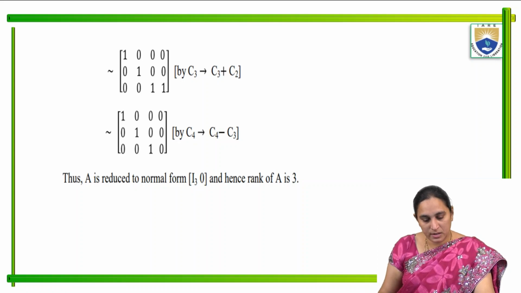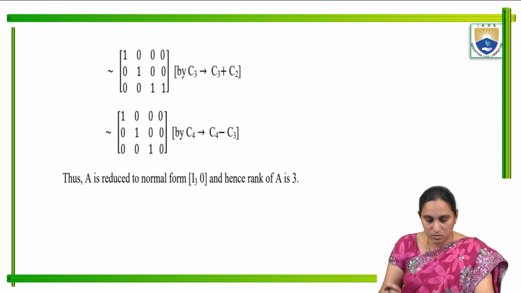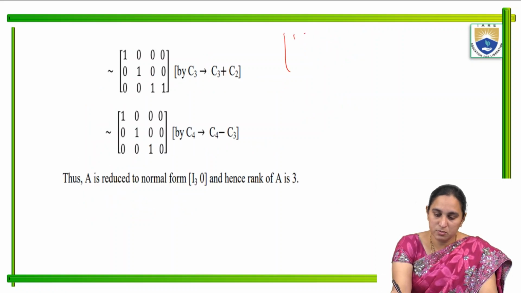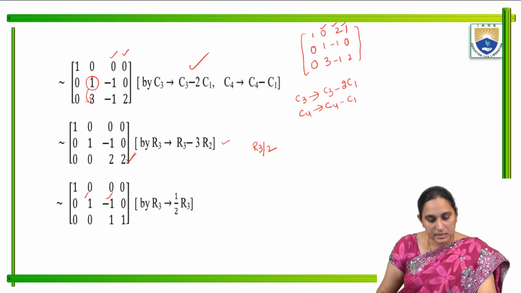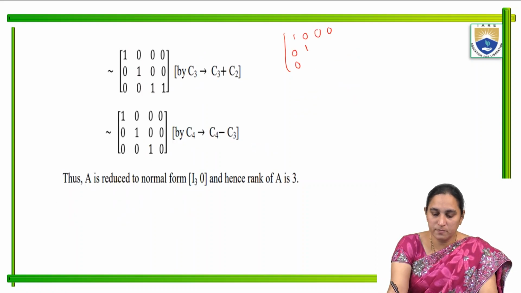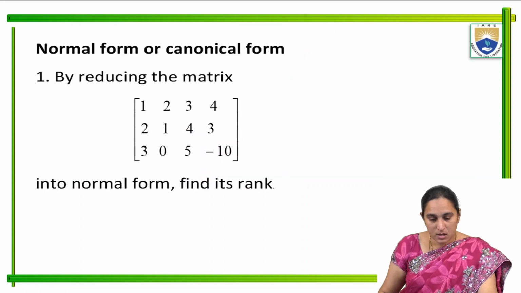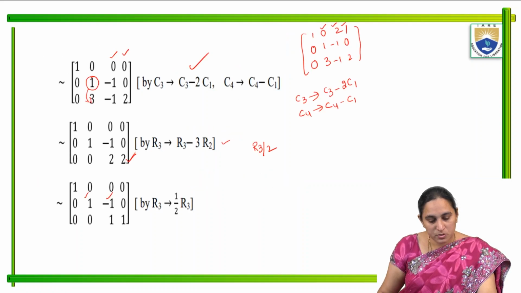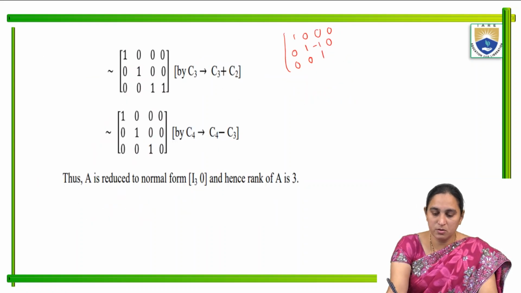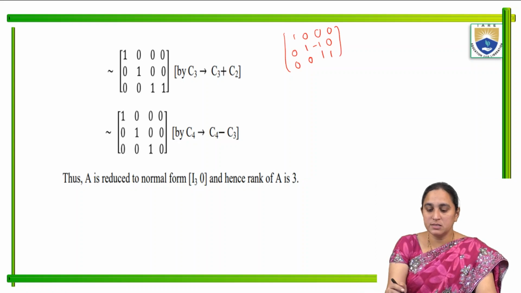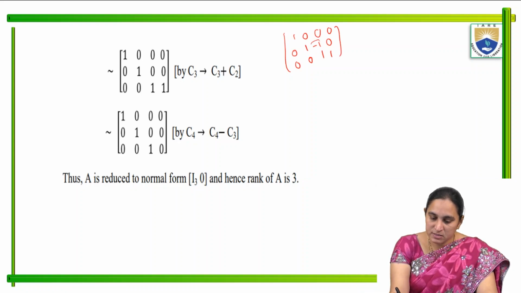Once observe, I'll write the matrix here: 1, 0, 1, 0, 0, 0, 0, there, 0, 0. And next 1, minus 1, 0, 1, minus 1, 0. And next 0, 0, 1, 1. Okay, for this, I'll make the minus 1 as 0 with respect to column.